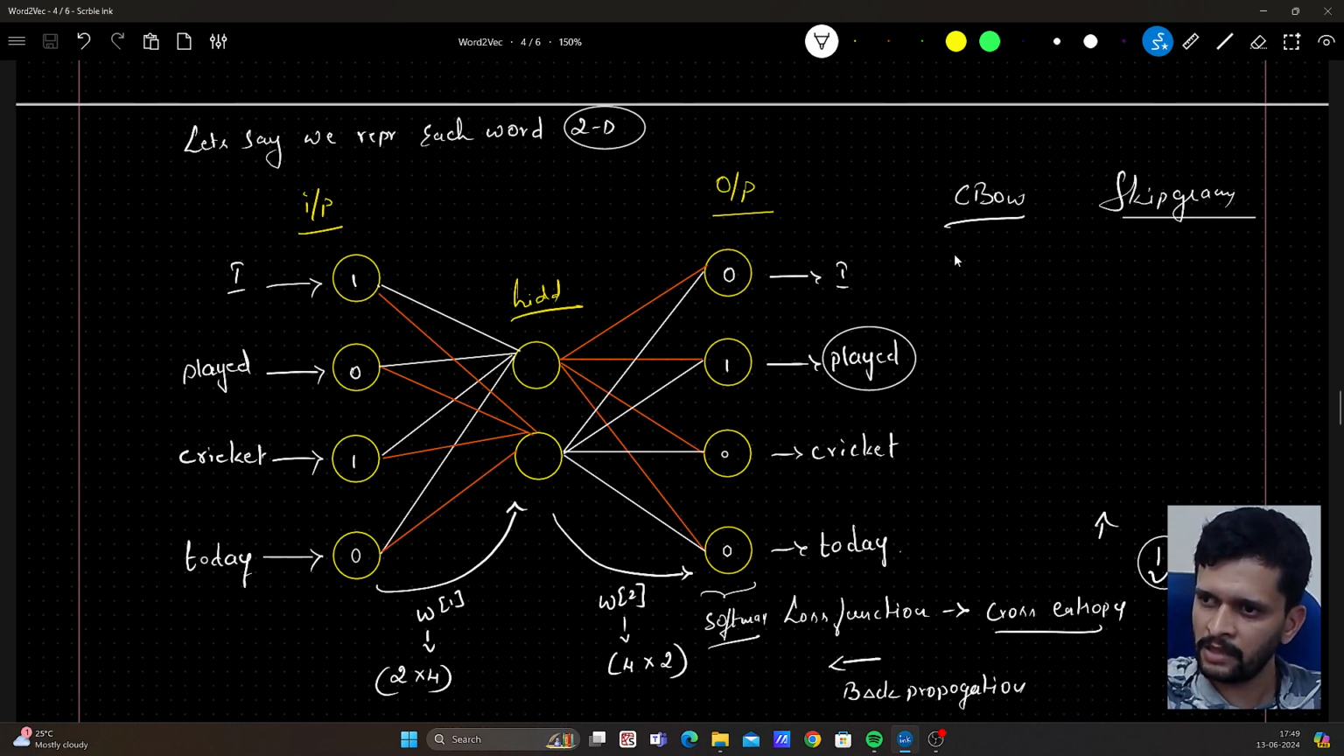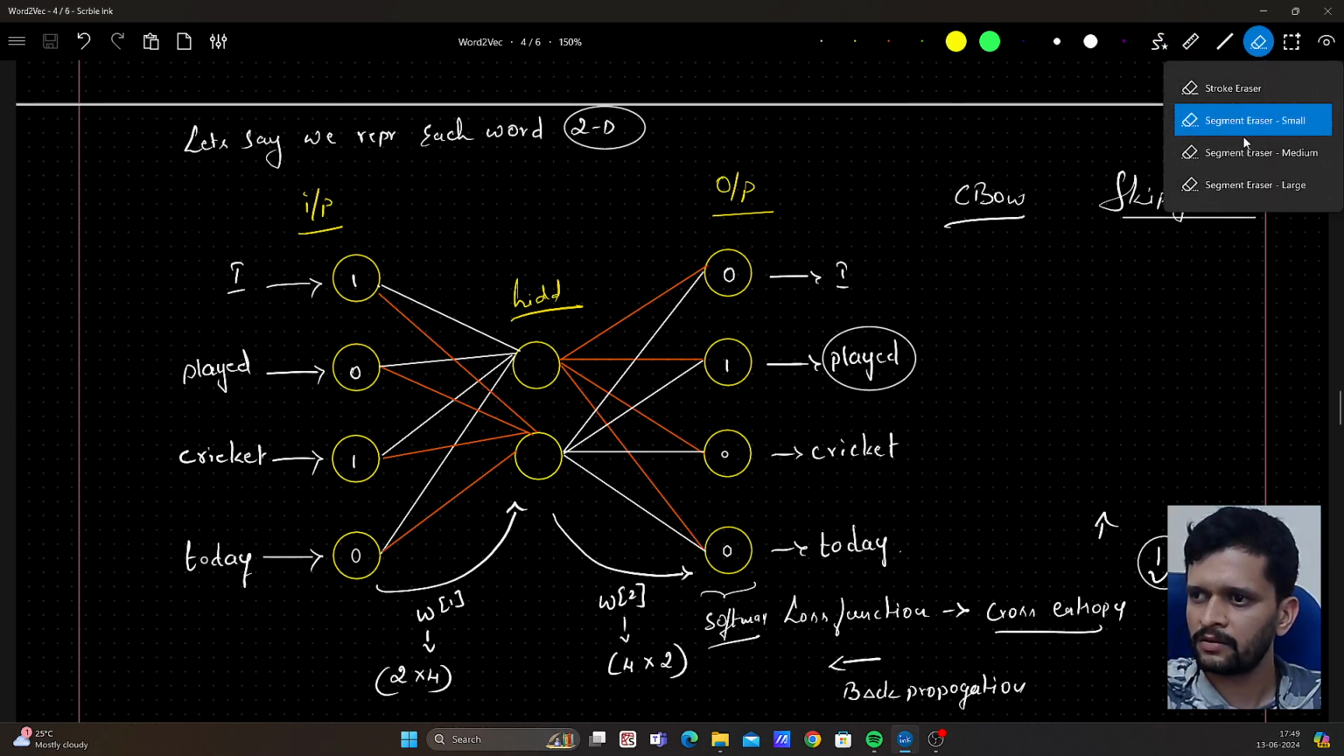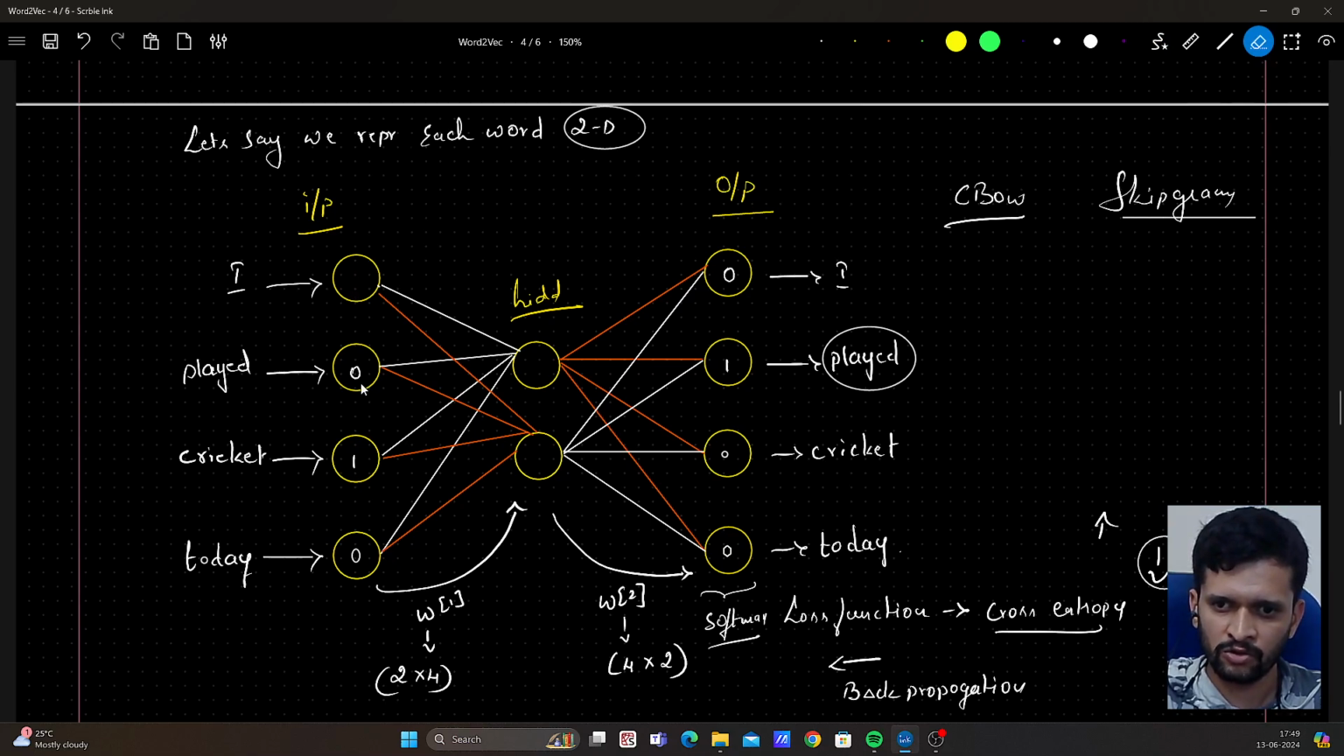This is in case of CBOW. In case of Skipgram also, nothing changes, just the input changes, right? So in case of Skipgram, I'll input played. So for Skipgrams, I will be inputting played. So this will be 1, and I want it to predict I and cricket, the context surrounding the word played, right? So input will be played, output will be I and cricket, rest will be 0.